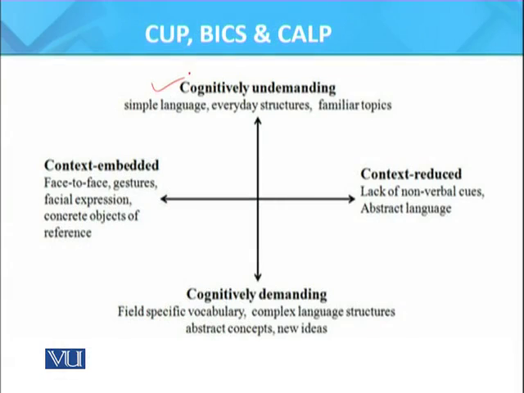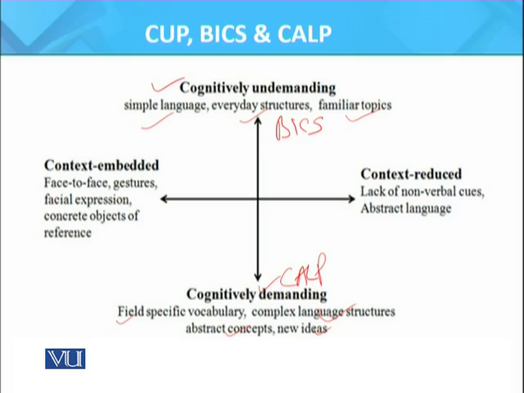Now, cognitively undemanding. This is basically BICS, where you have basic interpersonal communication skills, which is not cognitively highly demanding. It relies on simple language, everyday structures, familiar topics. And then you have cognitively demanding. This is CALP, cognitive academic language proficiency, which requires field-specific vocabulary, complex language structures, abstract concepts, new ideas, and all these fall in the domain of academia.